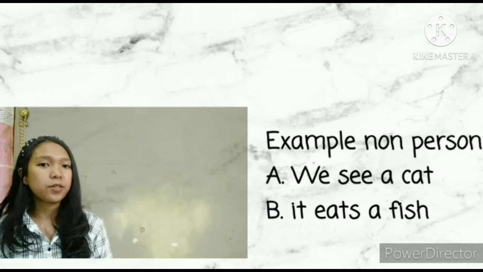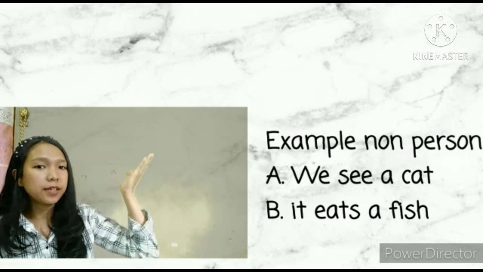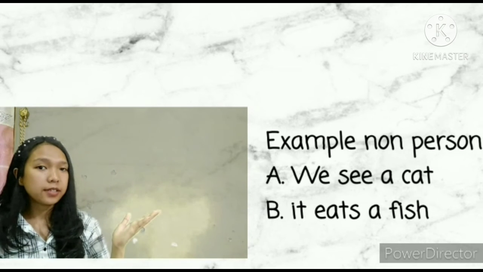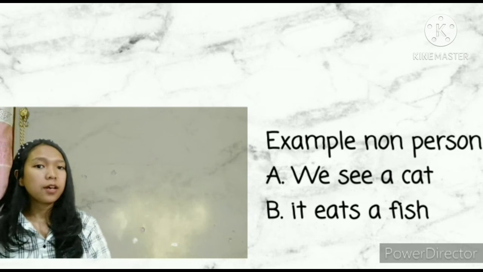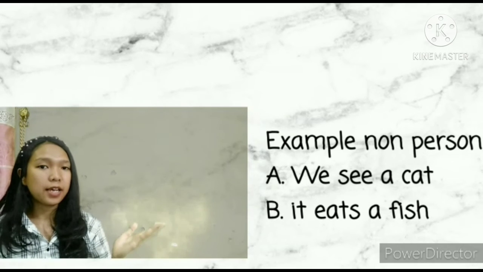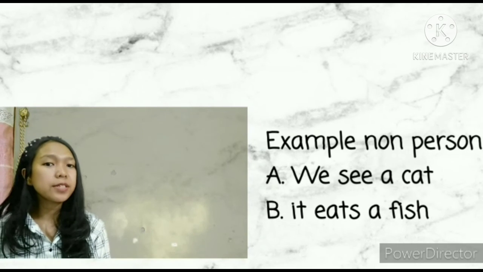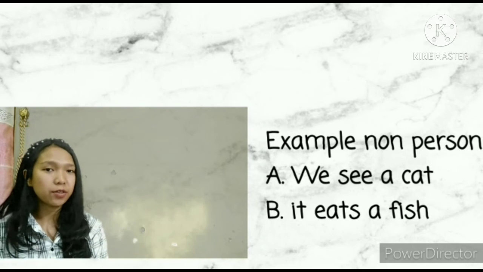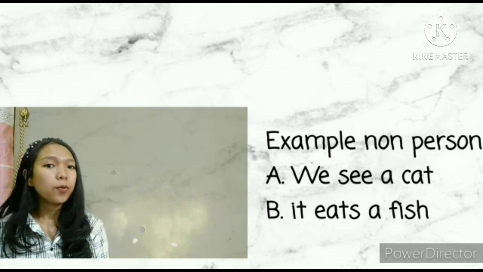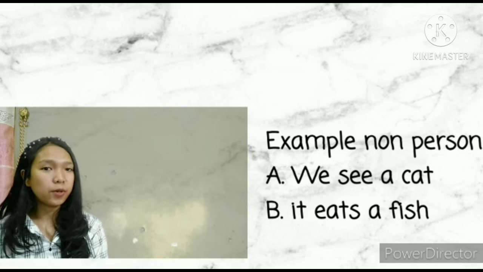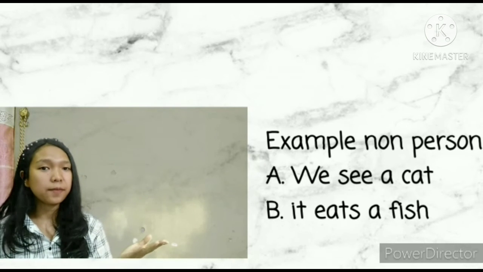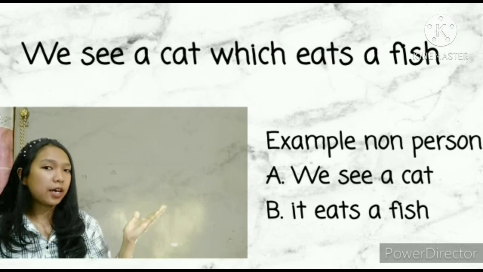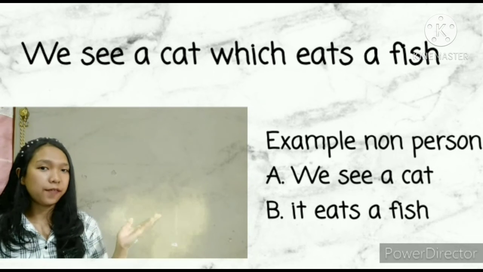Example of non-person. We see a cat. It eats a fish. Cat and it are the same. Because the subject is a non-person but an animal, we use the conjunction which. So we can write: we see a cat which eats a fish.